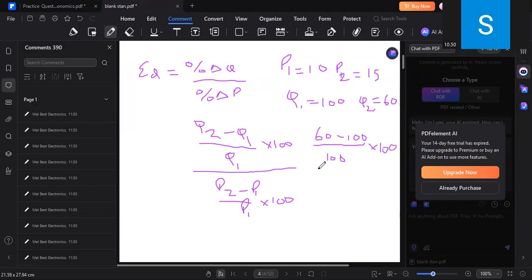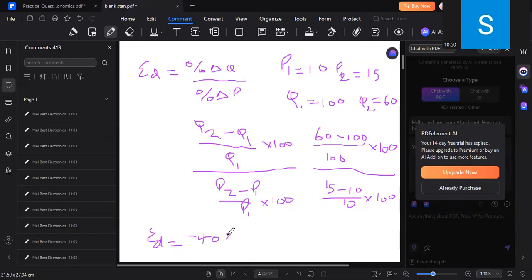That is giving us negative 40%. Okay. Then on top, below the P2 is what? It's 15 minus 10 over 10 times 100. What are you getting? 50%. On top is 40%, below is 50%.